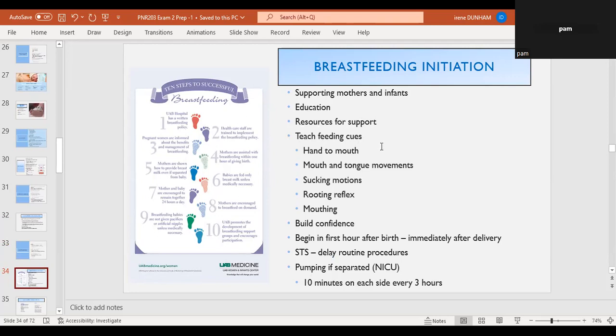Babies can't talk to you, but they will talk to you if they put their hands in the mouth like this. You ever see your baby do that? I'm hungry. How about mouth and tongue movements? I'm hungry. Sucking motions, they're hungry. The rooting reflex: somebody holds the baby in a cradle hold, and all of a sudden baby roots right to someone's breast.